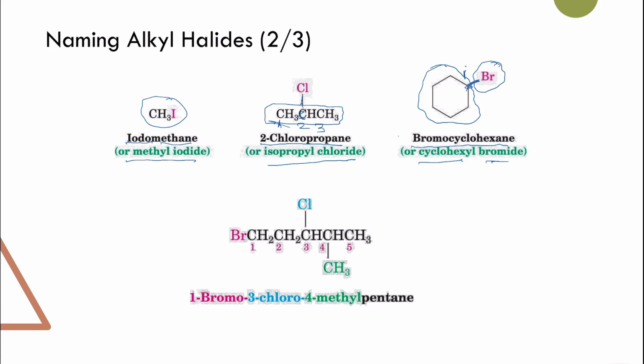So we just say bromocyclohexane, or we can call it cyclohexyl bromide. So we take the bromide as the parent name, and we take the cyclohexyl as just an alkyl group or as a substituent.